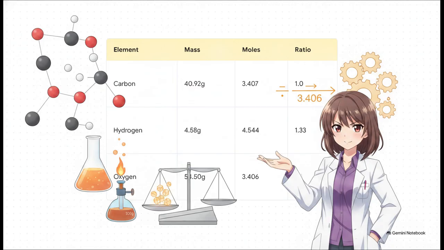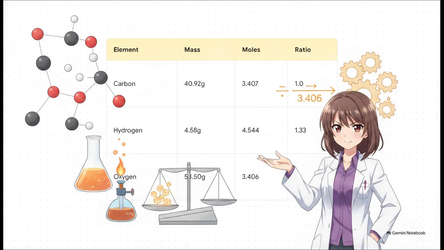We've got a suspect compound here that actually turns out to be ascorbic acid. Let's assume a 100-gram sample just to make the percentages super easy to work with. We take our masses of carbon, hydrogen, and oxygen and divide each by their own molar mass, converting grams straight into moles. We get 3.407 moles of carbon, 4.544 moles of hydrogen, and 3.406 moles of oxygen.